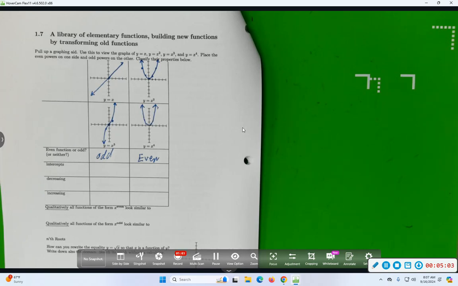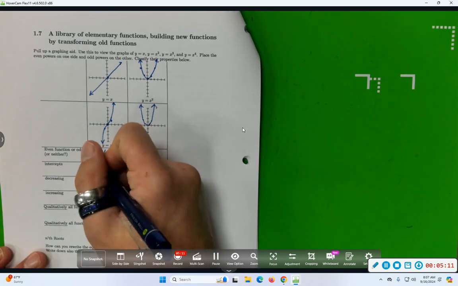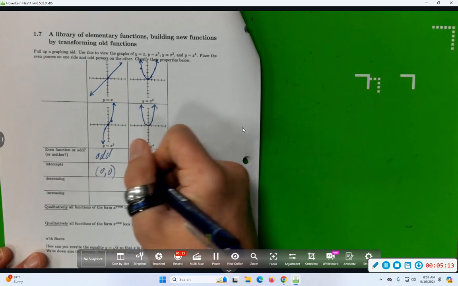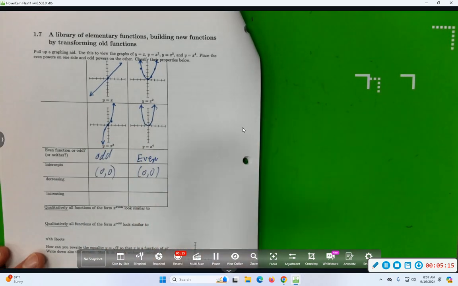Well, you can just see it, right? At 0, 0. Is it the same no matter which one I take? All right. And notice I just said intercepts. I didn't say x-intercepts or y-intercepts because does it matter in this case? No.